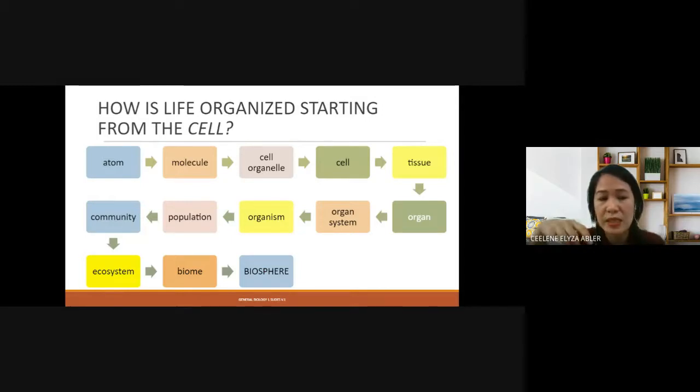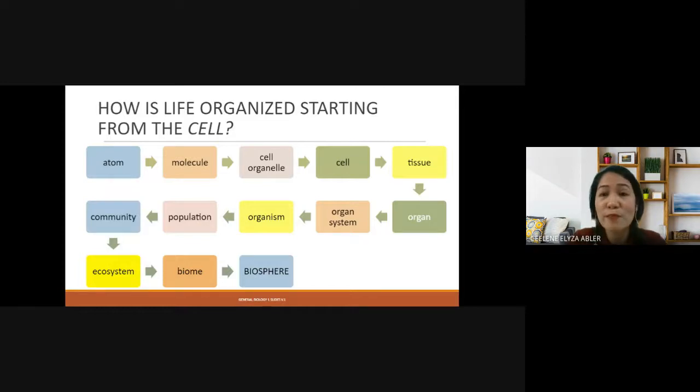If you have different ecosystems in one geographical area, you call that a biome. And the whole earth is what we call the biosphere. The biosphere just pertains to the environment and the organisms that support life. We also have the atmosphere, the geosphere, and the hydrosphere, but those were most likely discussed with you by Sir Sarah in earth science. Here, we just stop at the biosphere.